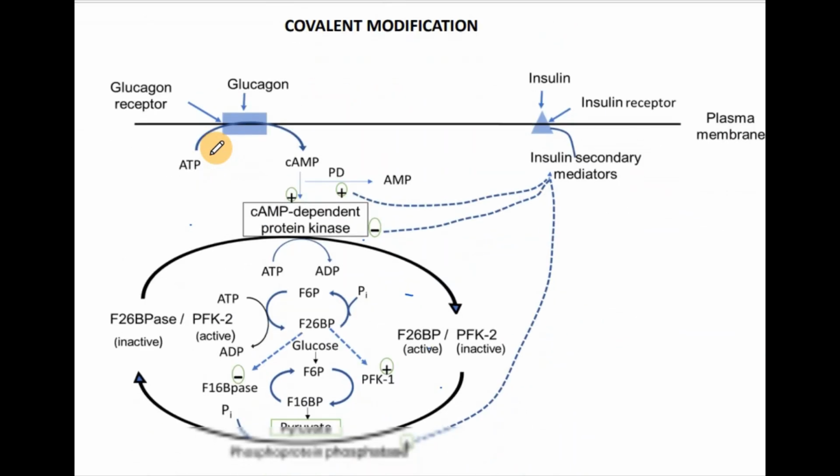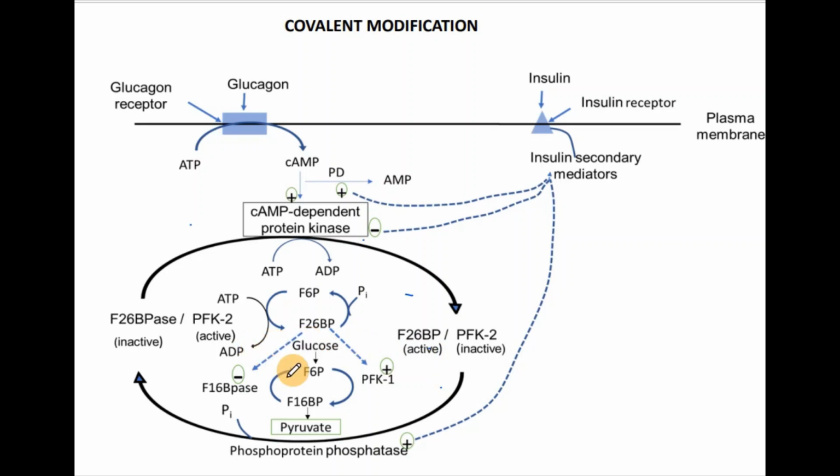So, in a general sense, by covalent modification, phosphorylation of the bifunctional enzyme halts glycolysis, and dephosphorylation of the bifunctional enzyme proceeds with glycolysis. Phosphorylation causes activation of the F26 bisphosphatase, which will make the F26 bisphosphate limited, or convert the F26 bisphosphate to fructose 6-phosphate. Hence, we will not have any F26 bisphosphate to go and activate the PFK1.